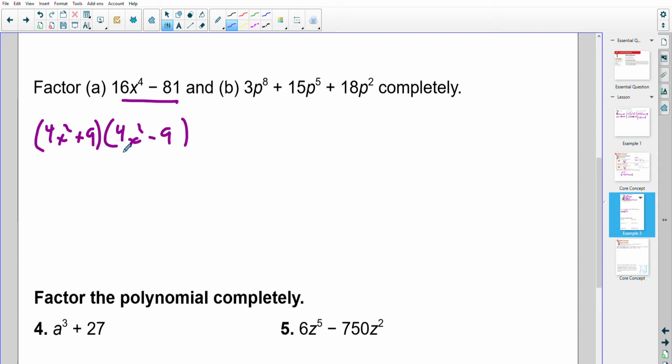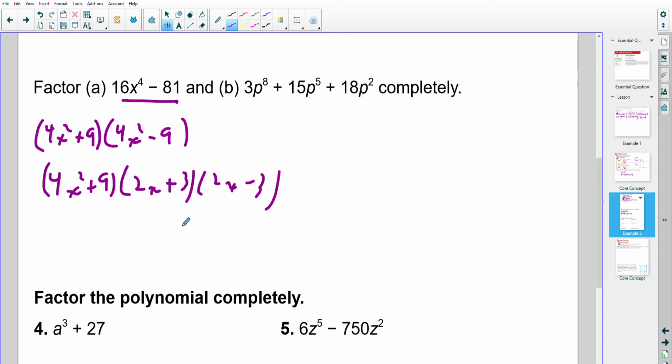And so when you do this, you get 36x squared, and negative 36x squared doesn't give you a middle term. But then you have to do it one step further on the next one because it's a difference of squares. And so this is just going to be 2x plus 3 and 2x minus 3. I did this pretty quickly. As a review, the main focus is going to be on the patterns.